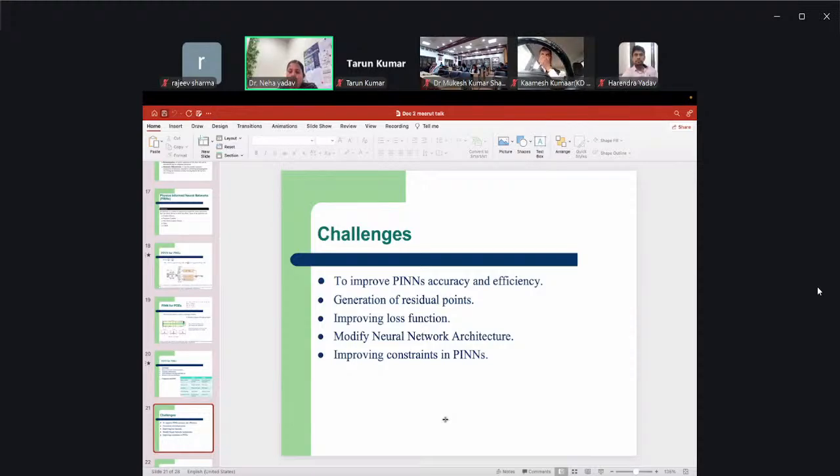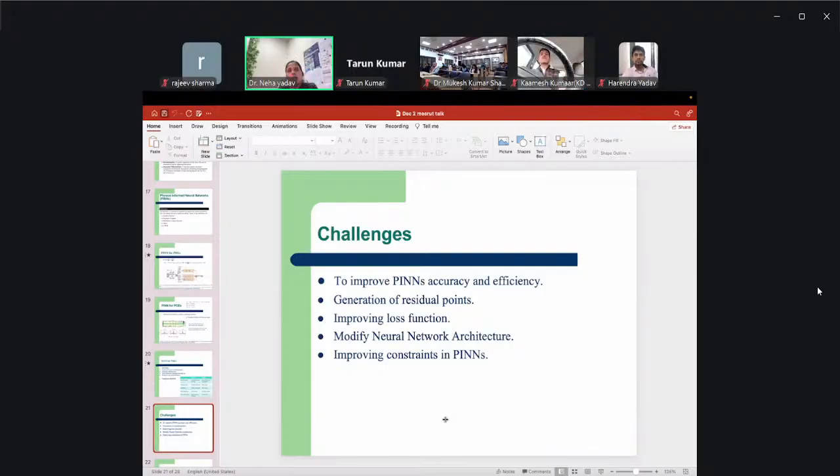But again, it was not for all types of problems. In some cases it gives very good accuracy, but for some problems the accuracy is not up to the mark. So the first challenge is how to improve PINNs accuracy and efficiency.